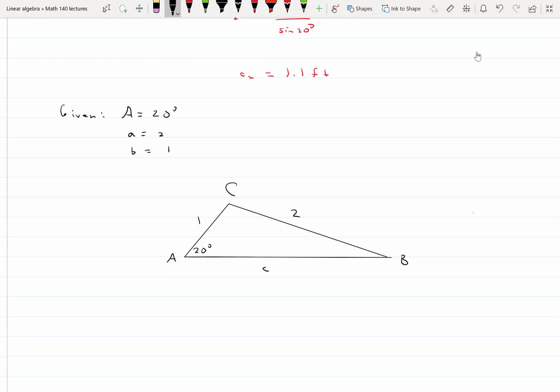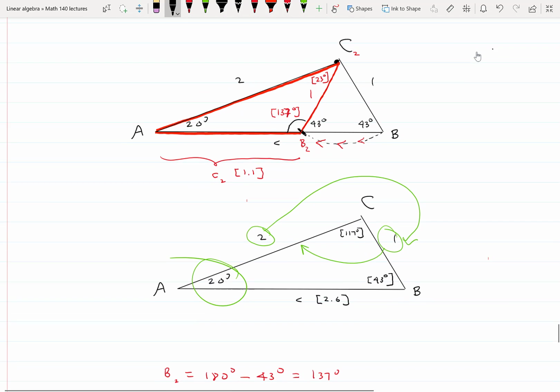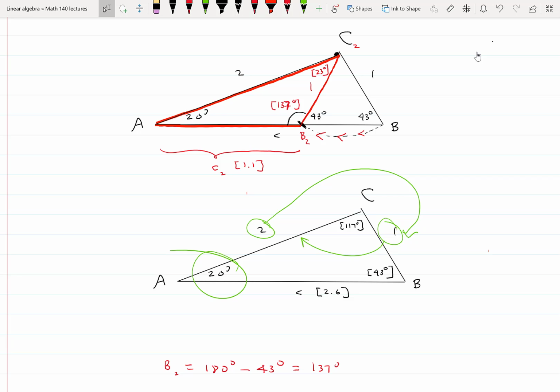Now, before I solve this problem, I want to convince you that there is only one possible answer. There is going to be one triangle only. How did we get that second triangle before? We took the initial side of length 1. Look back at the drawing here. We took the original side of length 1, and we swung it over and reattached it at the new point B, where we have the new angle B.